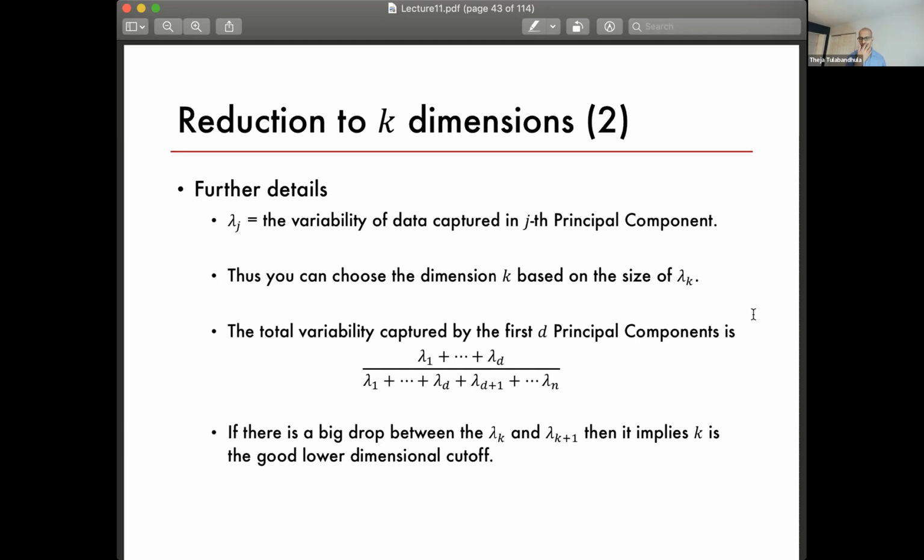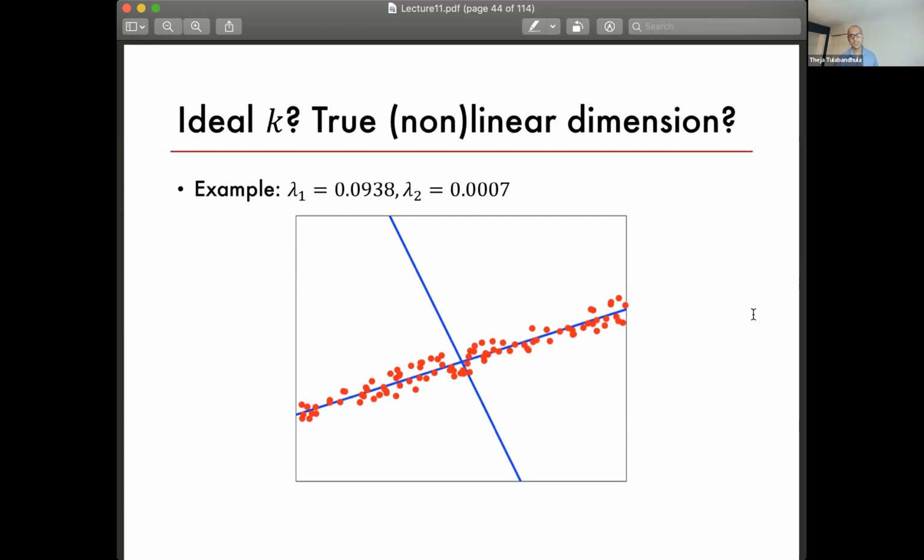Okay, so let's actually look at the 4 examples that we saw at the beginning. These are 2-dimensional examples, so of course we are trying to only get to potentially dimension 1 here. This is just illustration, so they don't look exactly orthogonal, but you can see lambda 1 and lambda 2 happen to be 0.09 and 0.0007. Because there's a huge drop between lambda 1 and lambda 2, maybe one principal component direction is enough.